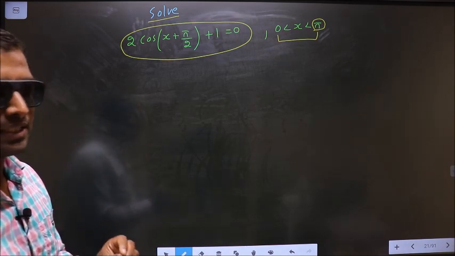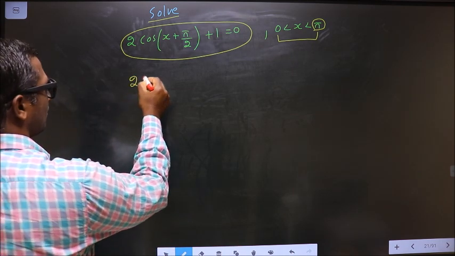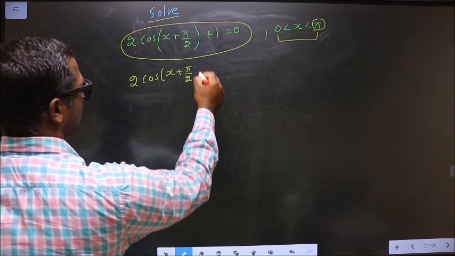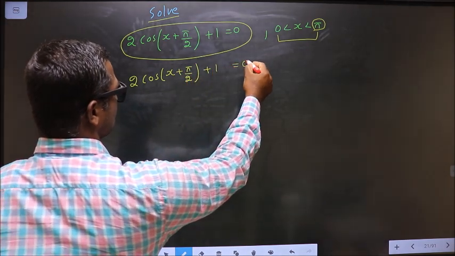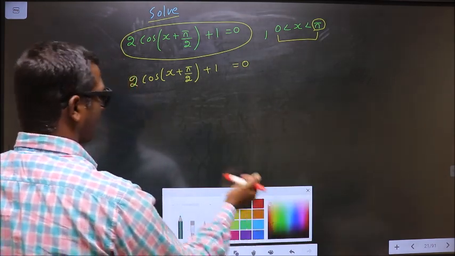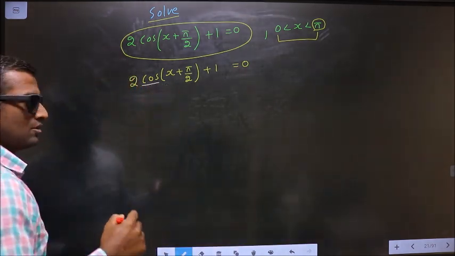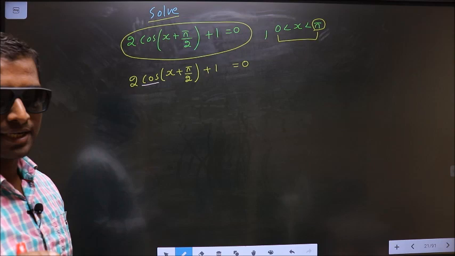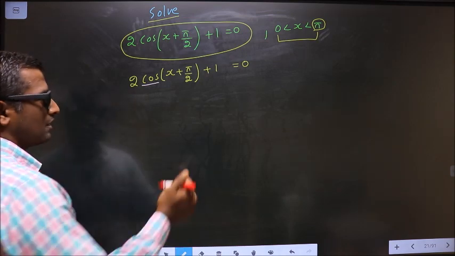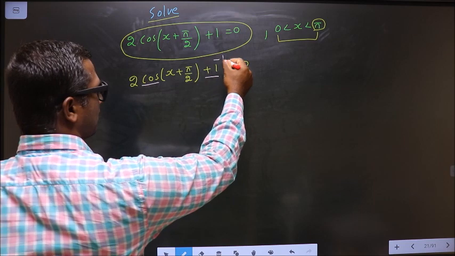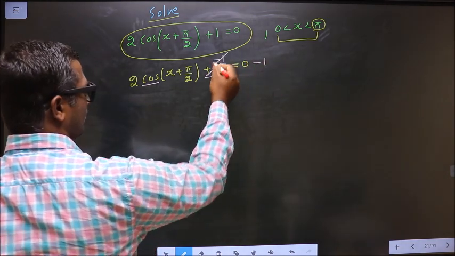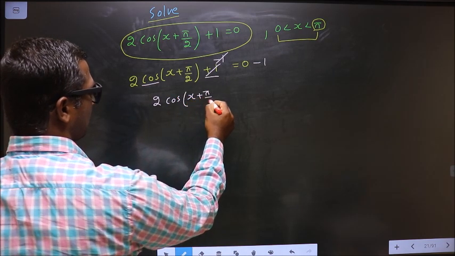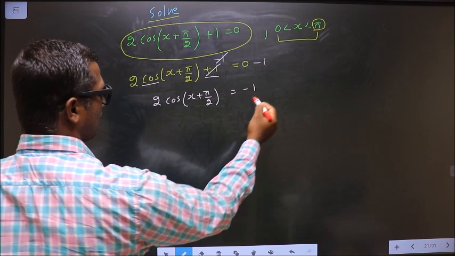Now, the given equation is 2 cos(x + pi/2) + 1 = 0. Here you have cos. So now you make cos the subject. For that, remove all the connections connected to it. First, to remove plus 1, you subtract 1. So we get 2 cos(x + pi/2) = -1.